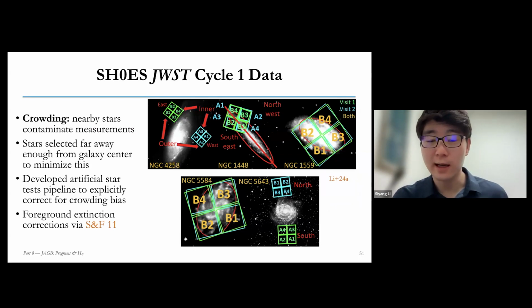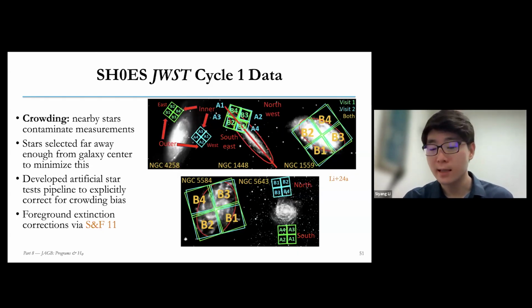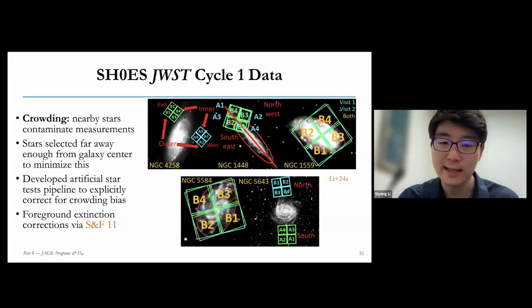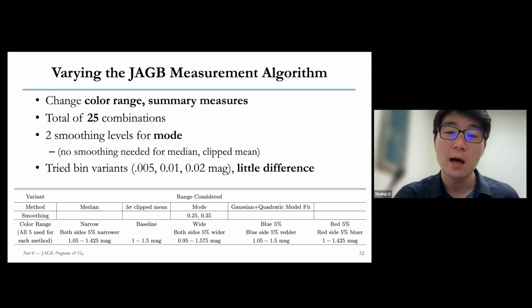the footprints for the data that we use for our measurements. Again, in this selection, we developed our artificial star test pipeline to explicitly correct for the crowding bias. That's in comparison, for instance, to the radial test that the CCHP team used in their measurements. Because we did see these variations that I mentioned before, in this measurement of the Hubble constant we also adopted a lot of what we call measurement variants.